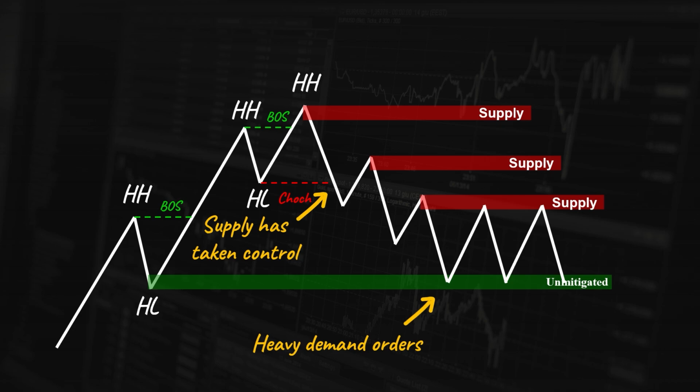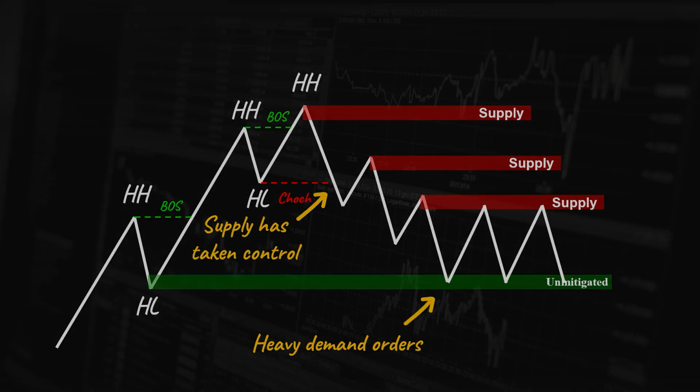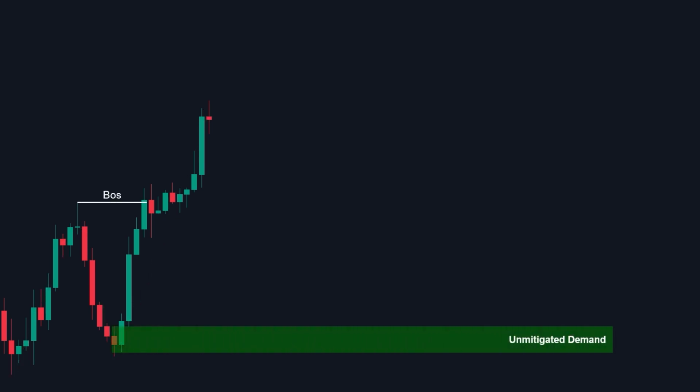Breaking either zone indicates who takes control. Here we have 1, 2, and 3 moves that break above the previous market structure, indicating that demand is in control. We have an unmitigated demand area, which will act as support when the price returns to this level.